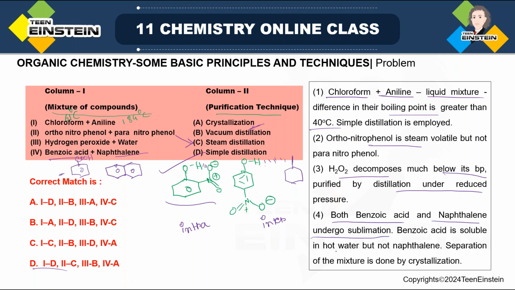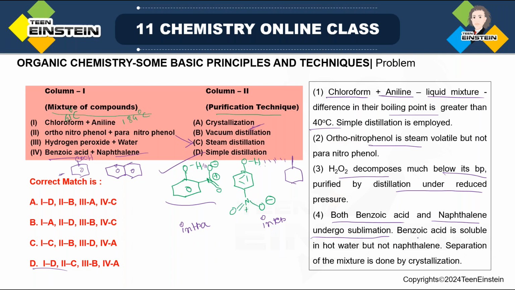Though in that column 2 we do not have any mention of sublimation, this information is important because both are undergoing sublimation. Suppose in column 2 you have sublimation, so just for information it is important for us to know that both undergo sublimation, so we cannot use this method.